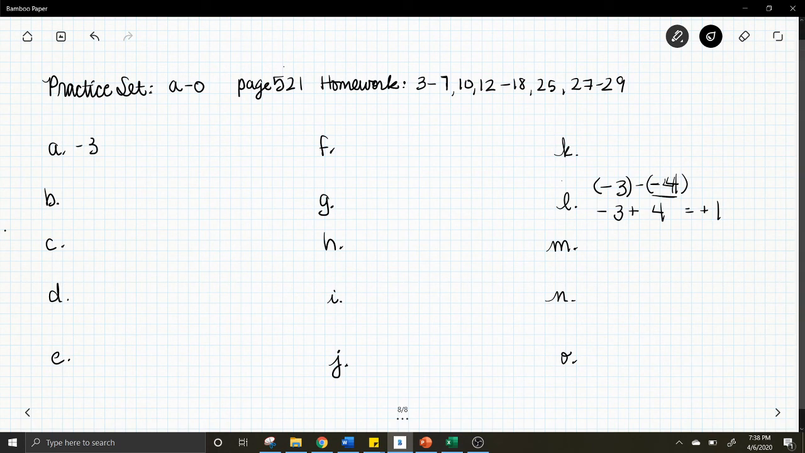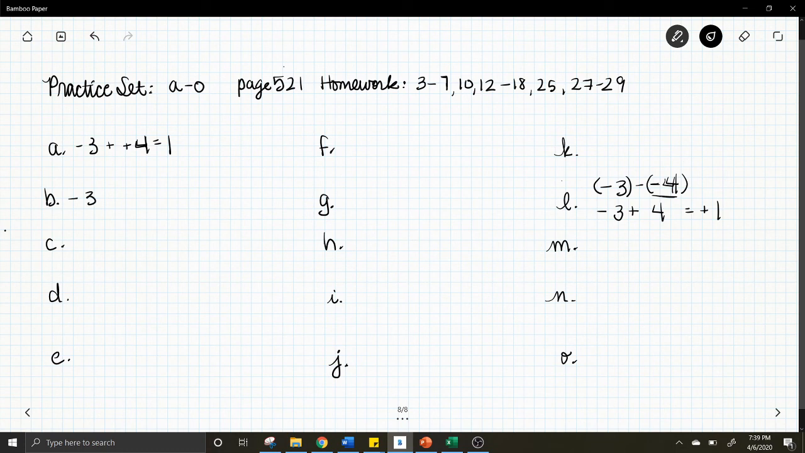Negative 3 plus positive 4. Oh my goodness, that's hilarious. This is the same exact problem. I promise I didn't do that on purpose. That's so funny. Okay, maybe we'll do letter B since I just did the same problem twice.